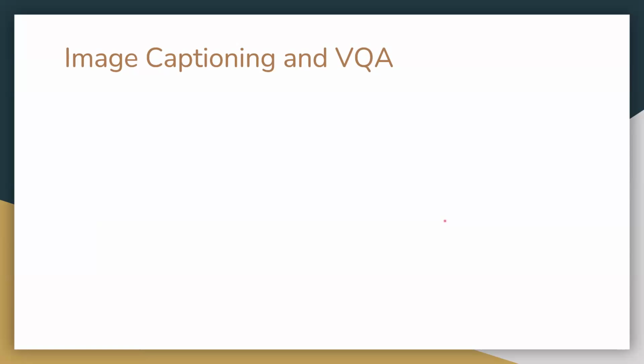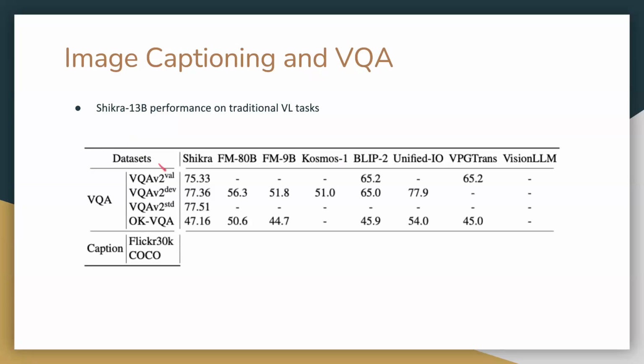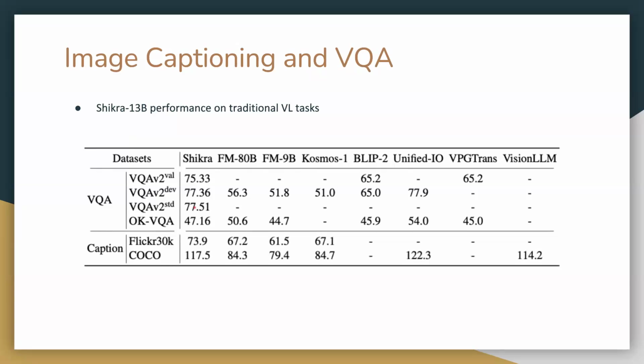Furthermore, they evaluated on traditional visual language tasks, such as image captioning and visual question answering. Here they use the Shikra 13 billion parameter model. First, I'll show the results for visual question answering. And once again, you can see Shikra achieved state-of-the-art or near state-of-the-art for all splits of VQA V2. On OK VQA, it gets outperformed by a couple of models, but that can be attributed to the data sets used, as OK VQA is a data set where the questions focus on having outside knowledge. However, for captioning, you can see that Shikra once again outperforms almost every model it's compared to.